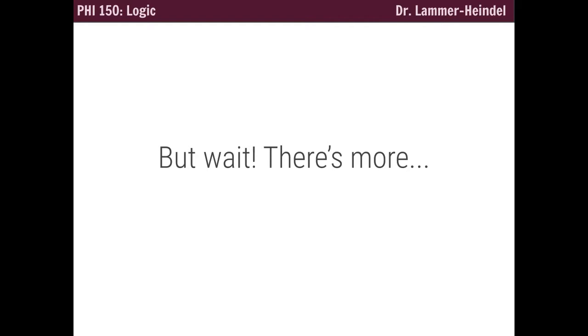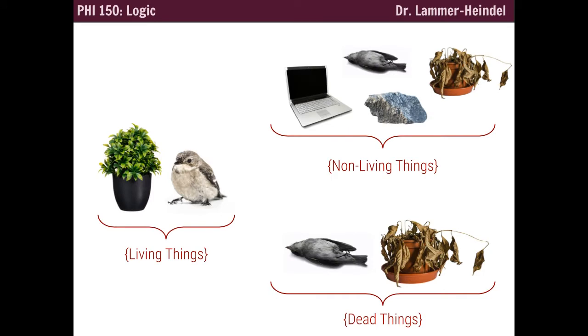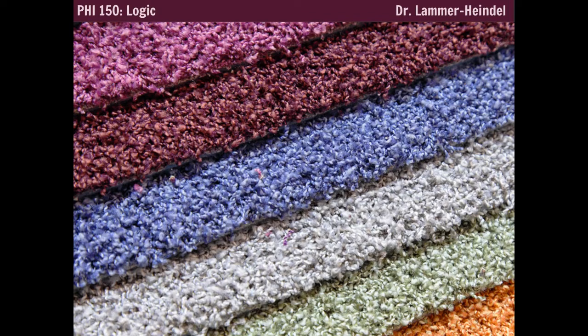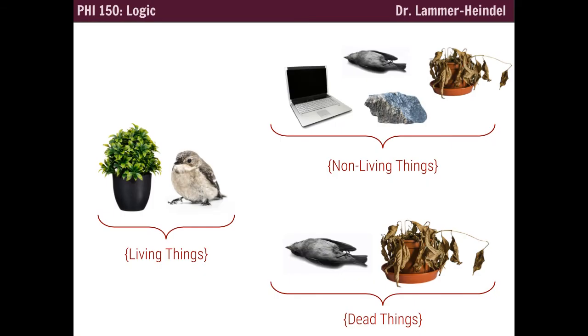In the most general sense, as I've already said, the term complement for a term T will take the form non-T. However, it's going to be helpful to distinguish between what I call absolute term complements and relative term complements. Let's take the example of living things. The absolute term complement for living things will be non-living things. Within the class that is non-living things are going to be things like books and chairs and carpeting and rocks, lava, anything that's not a living thing.